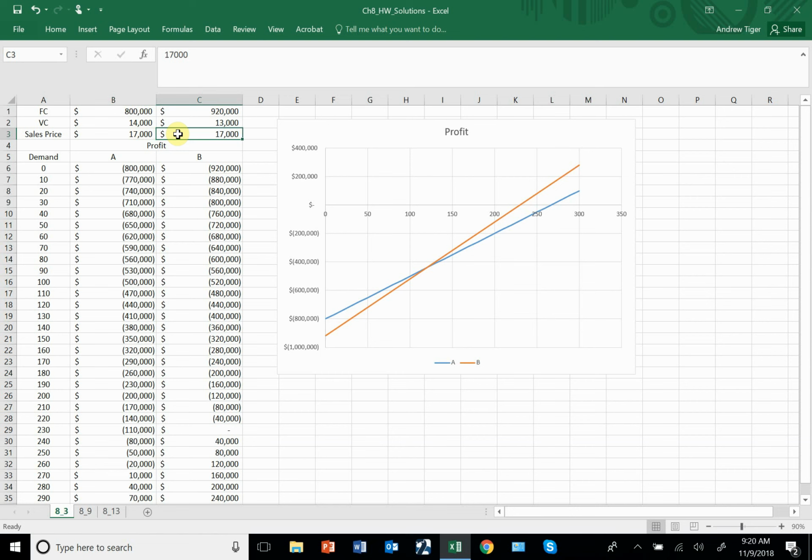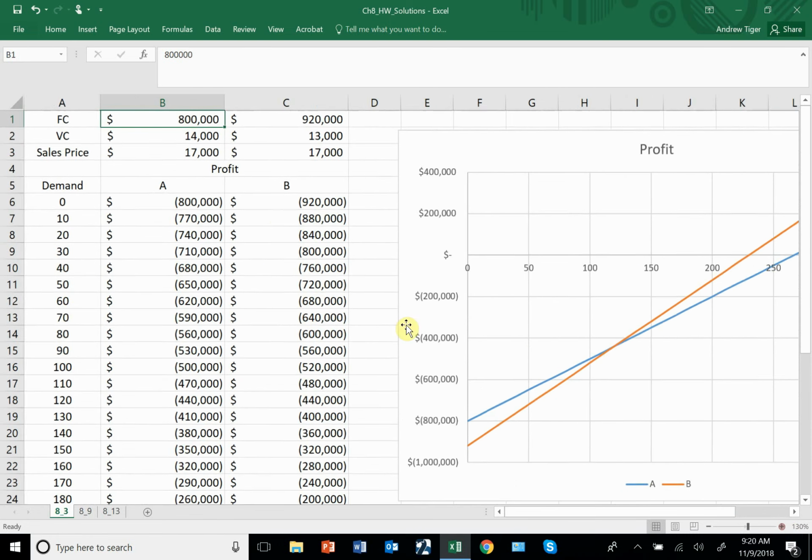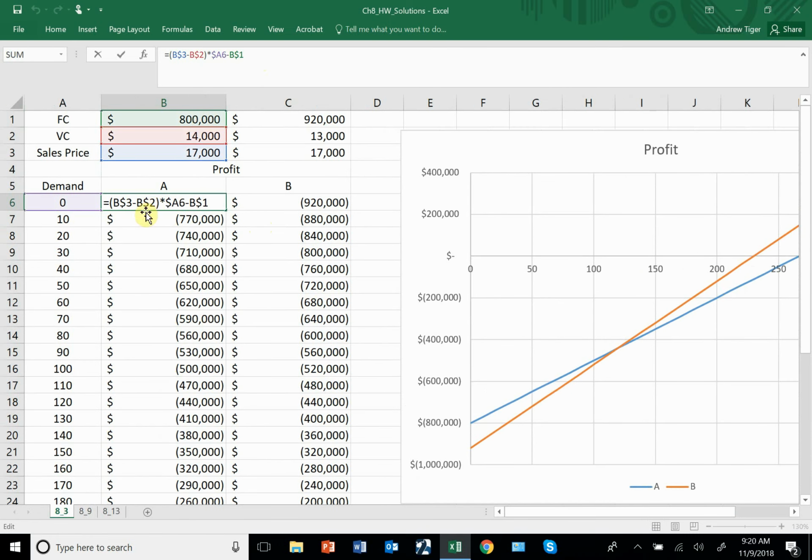So in class, when we covered this, we just focused on costs. But since they gave us the sales price, we can actually focus on profit. So the formula for determining profit is the sales price times the demand minus the variable cost times demand minus the fixed cost. Or how I wrote it, I took the difference between the sales price and the variable cost to give me a unit profit. So for product made at facility A, the unit profit is $3,000 and the unit profit for B is $4,000.